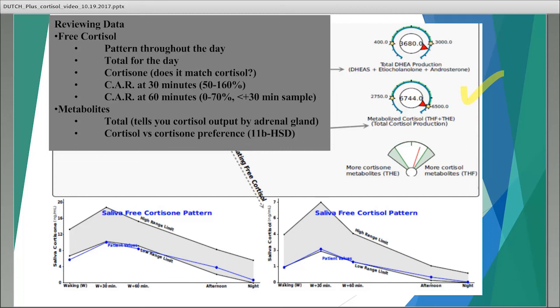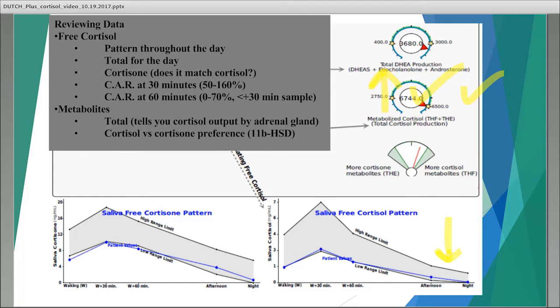That's why we still have urine collections with these salivary collections, because you can see in a case like this, you're relatively low for free cortisol and relatively high for the metabolites of cortisol, which implies what? That implies increased cortisol clearance. When are we going to see that? You're going to see that a lot in obesity. So in obese patients, you're going to see this metabolite value go up, not necessarily the free cortisol.